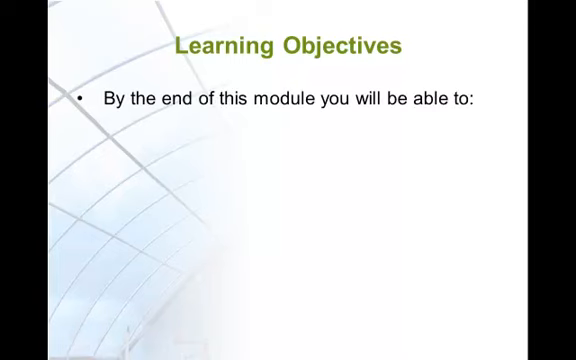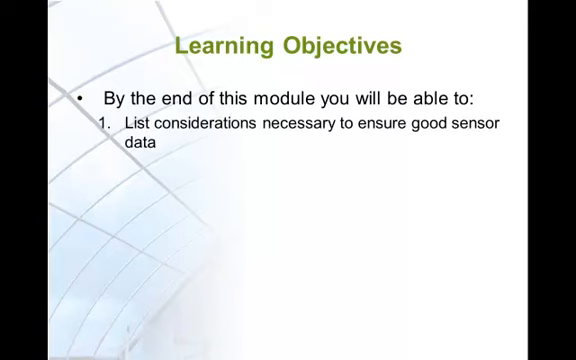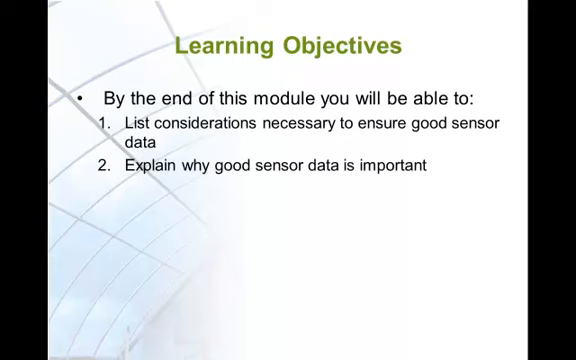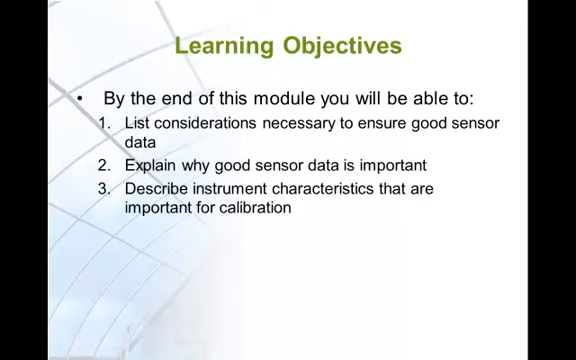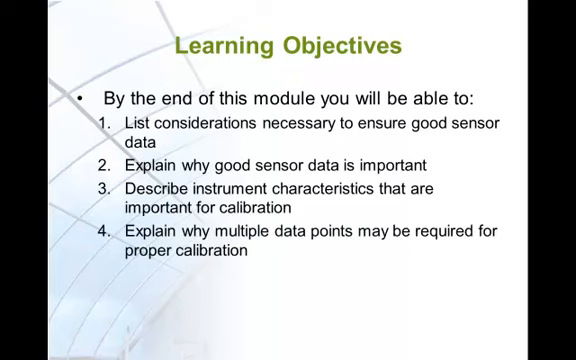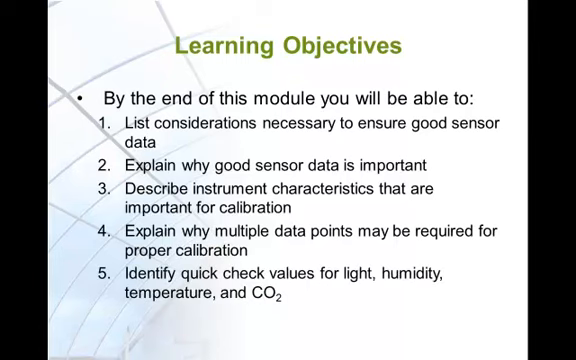This Sensor Calibration Theory module will allow you to meet 5 objectives. By the end of this module, you will be able to list considerations necessary to ensure good sensor data, explain why good sensor data is important, describe instrument characteristics that are important for calibration, explain why multiple data points may be required for proper calibration, and identify quick check values for light, humidity, temperature, and CO2.